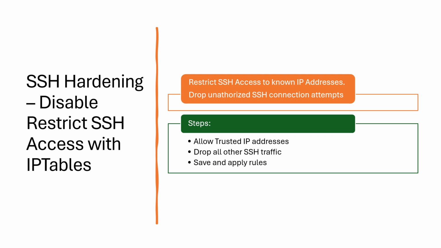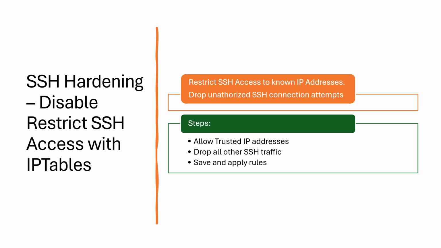To further secure SSH, we can use iptables to restrict access only to trusted IP addresses and drop all unauthorized SSH connection attempts. Allow SSH access from a trusted IP using sudo iptables -A INPUT -p tcp -s with your IP address --dport 22 -j ACCEPT. Drop all other SSH connection attempts with sudo iptables -A INPUT -p tcp --dport 22 -j DROP.